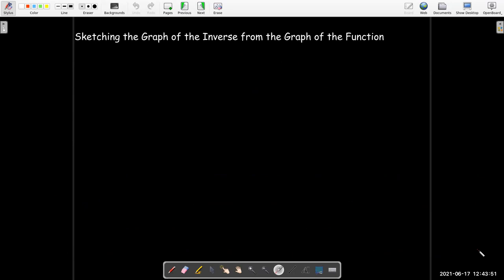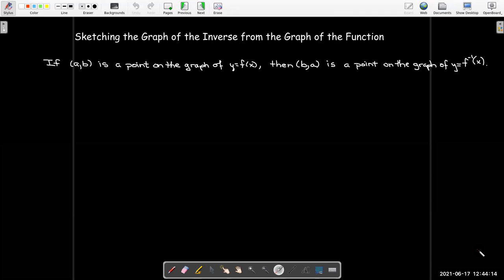All right, so how do we sketch the graph of the inverse of a function from the graph of the function? And this is important because sometimes it's very difficult to find the formula, or even knowing the formula, it might be difficult to sketch the graph of the inverse of a function. But if we have the graph of the function itself, we can use this technique to find the graph of the inverse function. And we're going to use this fact right here, that if we have a comma b on the graph of f, then b comma a must be a point on the graph of f inverse.